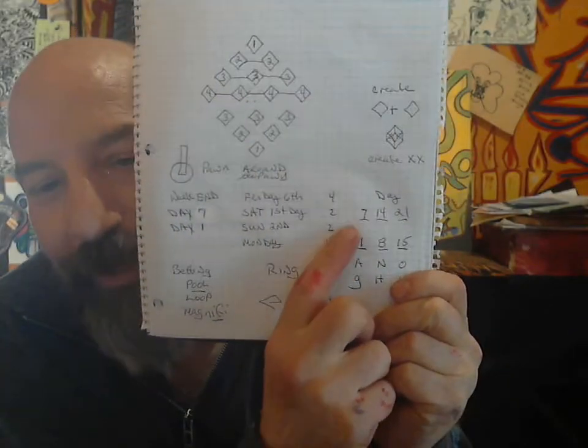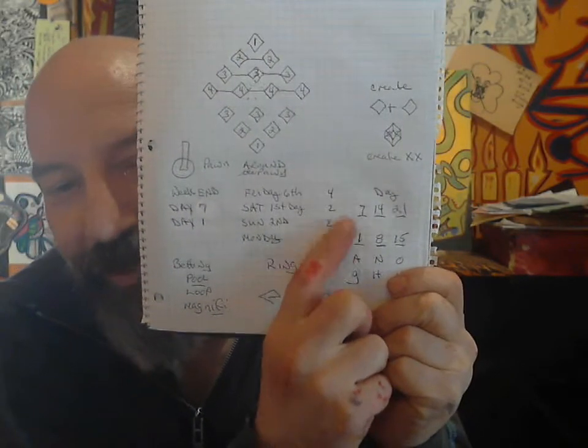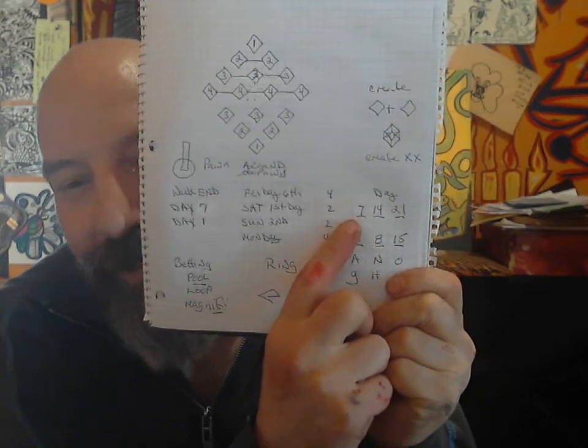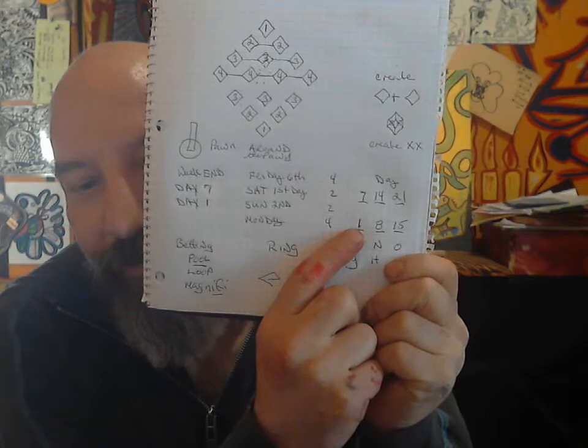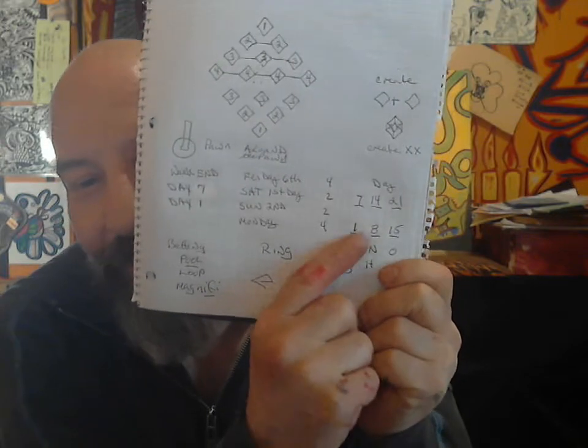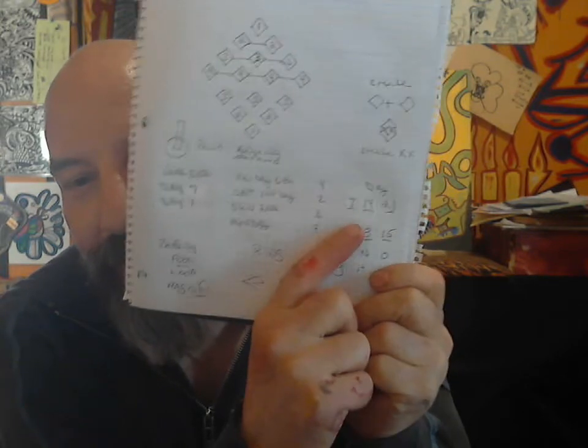The first day of the week and the seventh day of the week. Okay? Sunday and Saturday. Three weeks in a row. First day, Sunday, Sunday, Sunday. The first, the 8th, the 15th of the month, the 7th, the 14th.